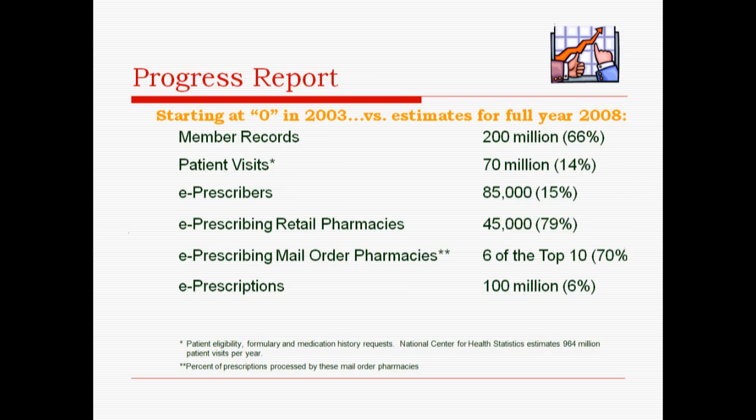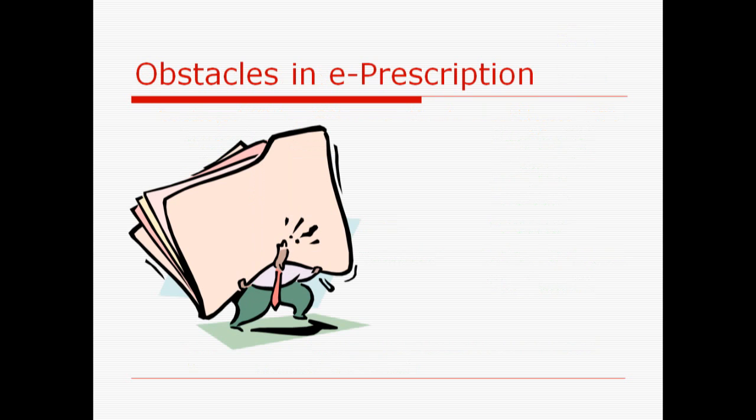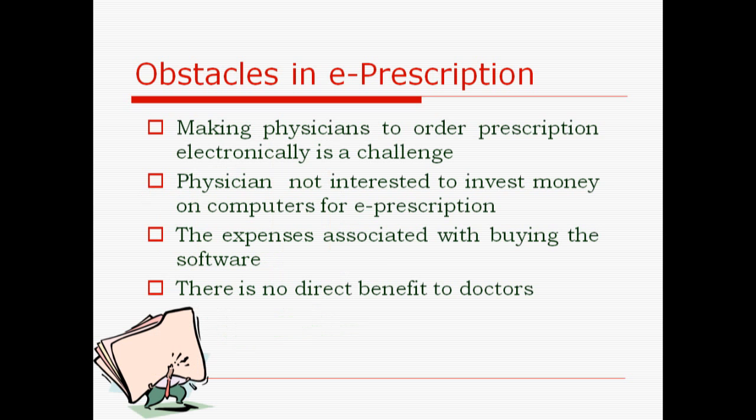Moving forward to the next phase of electronic prescription, that is, what are the obstacles in electronic prescription. The obstacles might be, one is making physicians to order prescription electronically is a challenge. It is not at all being made systematic with every physician. They have to be trained, they have to be made familiar with the softwares and all that skills. So it's a bit challenging task to make every physician electronically available. Next thing is physicians which are not interested to invest money on computers for electronic prescription. That would be the second challenge.